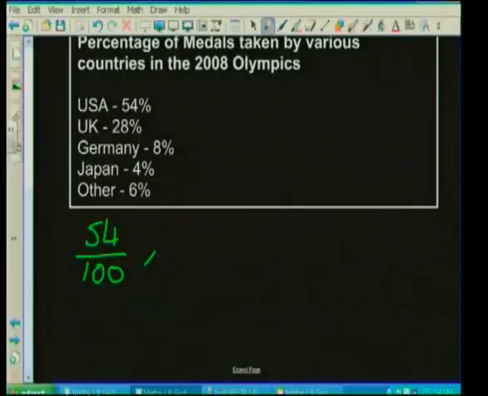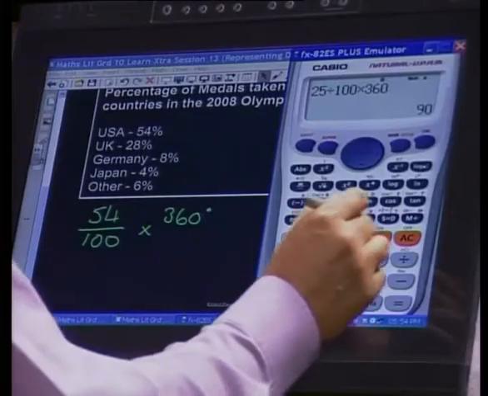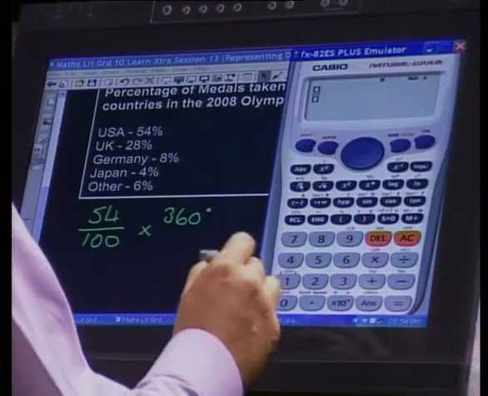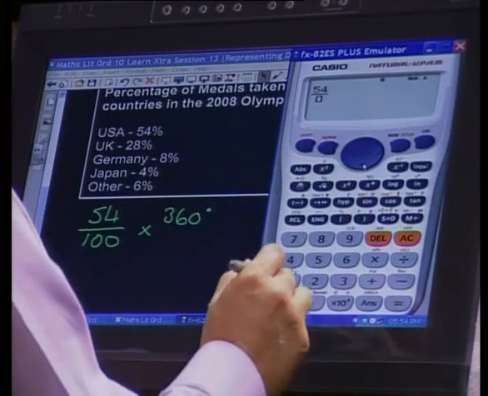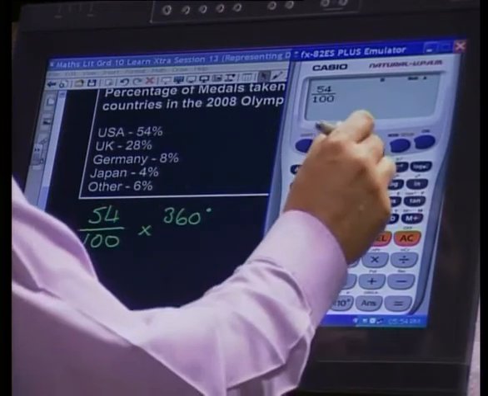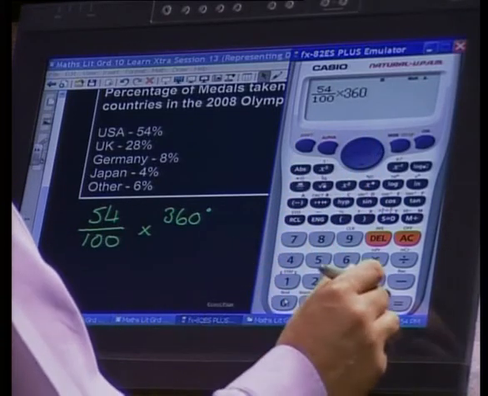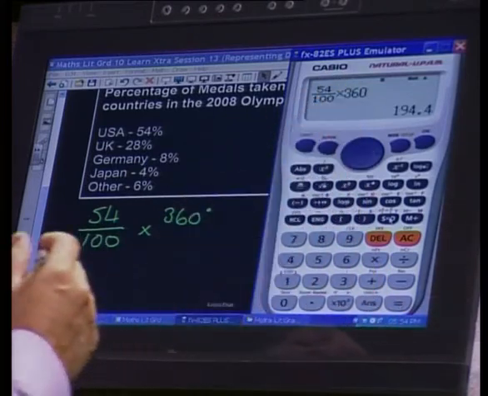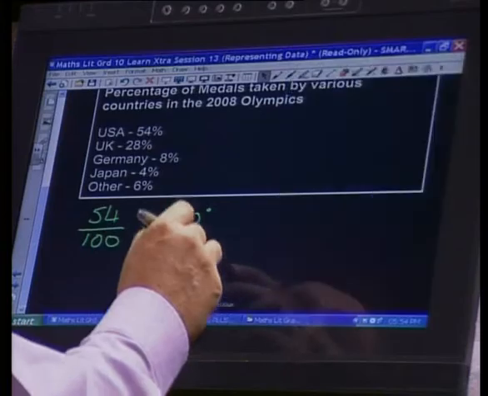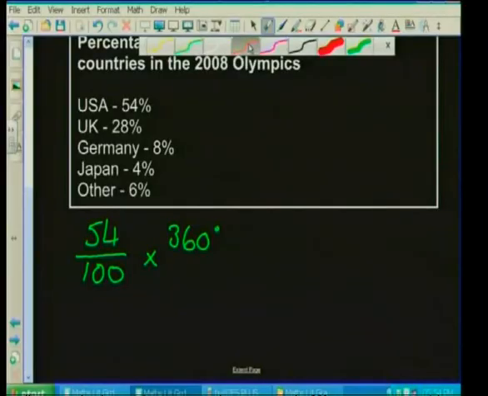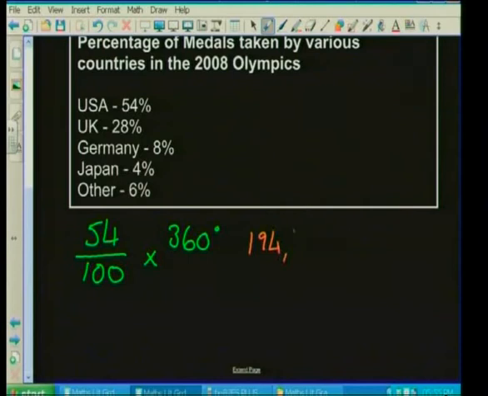So let's do that. Times 360 degrees. Now our calculator is going to do the rest for us. We've got 54%, multiply that now by 360 degrees, and we get an answer of 194,4. So that's equal to 194,4 degrees. Now, the UK, we've got 28%.